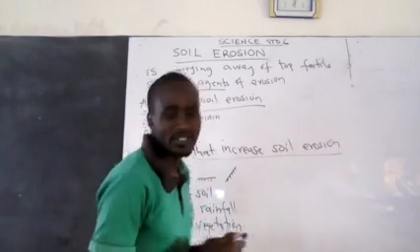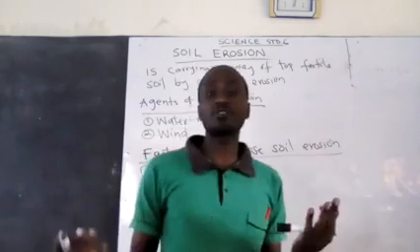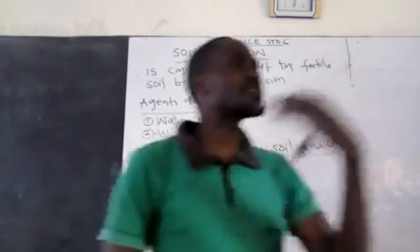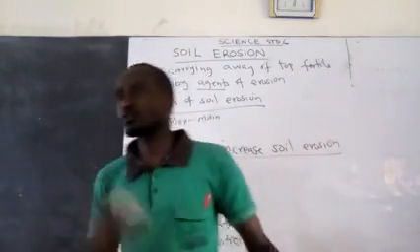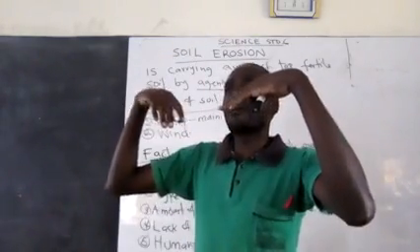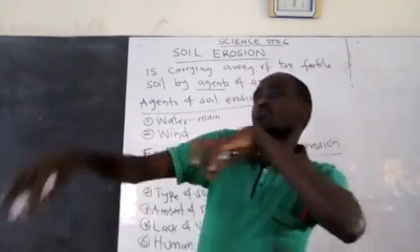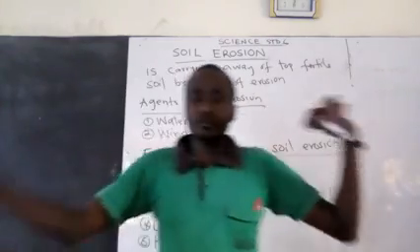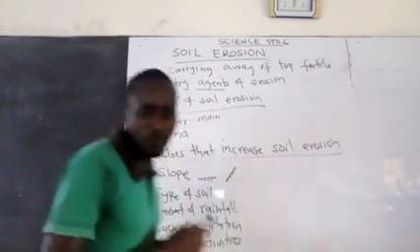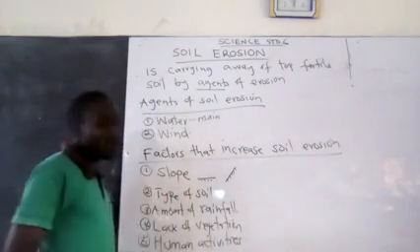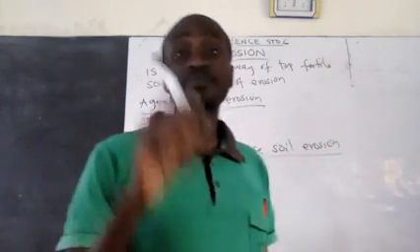Example of human activities: poor farming methods. Poor farming methods, which means you keep on planting one type of crop on one piece of land, or you keep on using one type of farming tool, or you don't intercrop, you don't change your crops now and then, or you don't mix cropping. That's called poor farming methods.